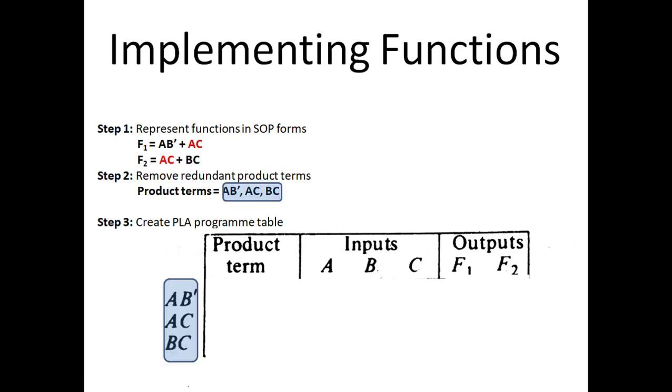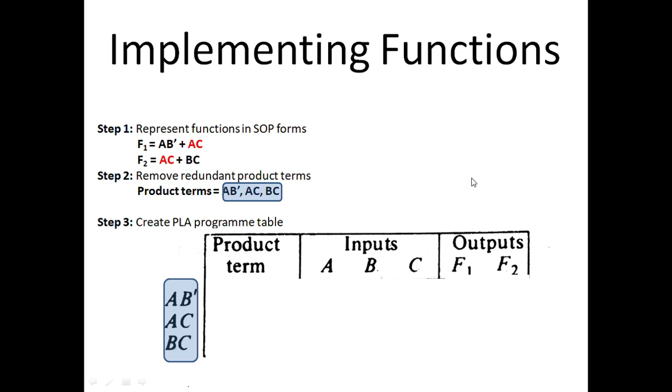Then we write the product terms on the left hand side of the table. Write these product terms in alphabetical order, but you can write them in any order. It's okay. If you write BC here, it's not a problem. You can change the order, but it's better to write these product terms in alphabetical order, just like here. So we just wrote the product terms on the left of the program table of the PLA.